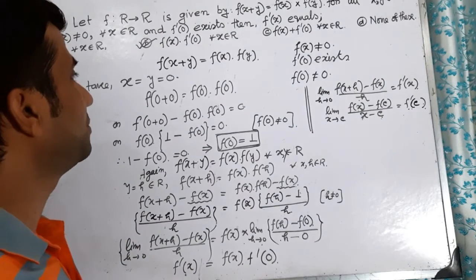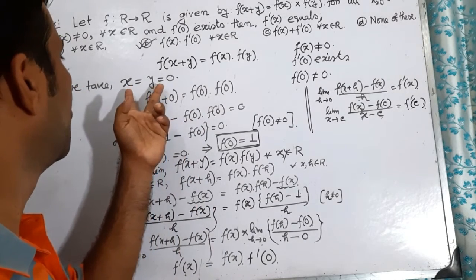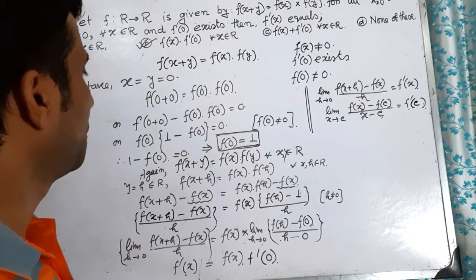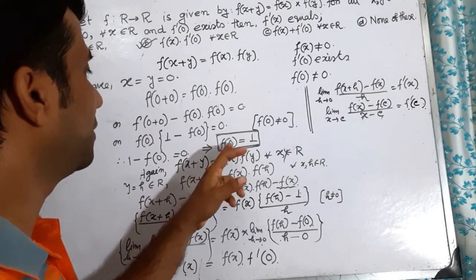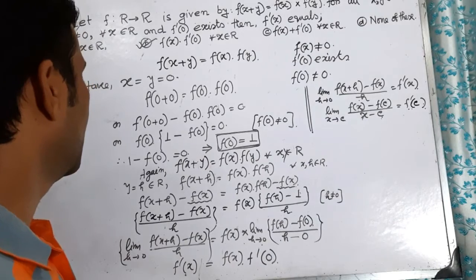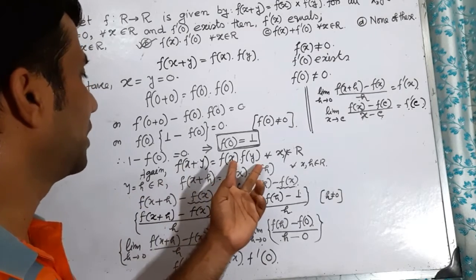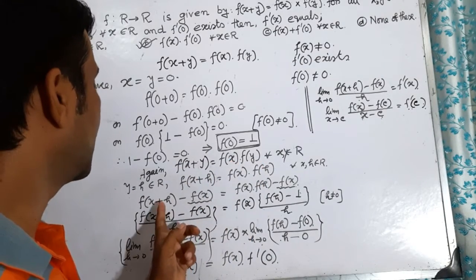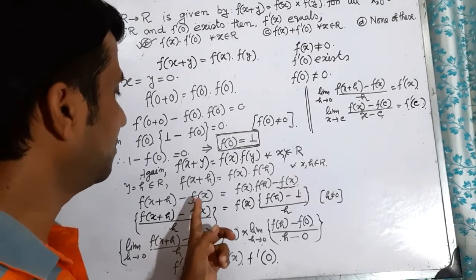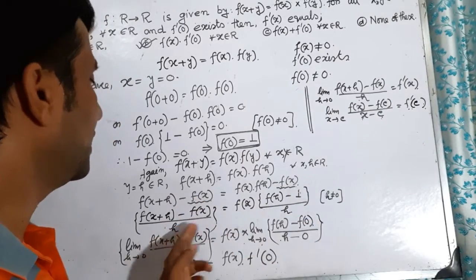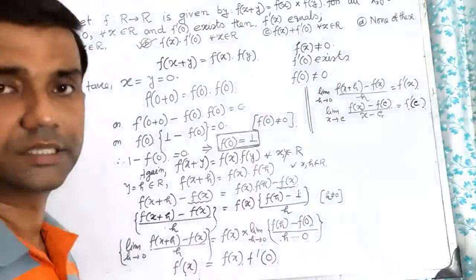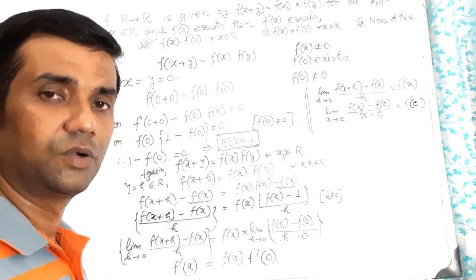So the important step is that you have to put x, y equal to 0. From here we get f of 0 is equal to 1. Now f of x plus y is equal to f of x into f of y. Then subtracting f of x from both sides and dividing by h, we get the required result. This is the answer.